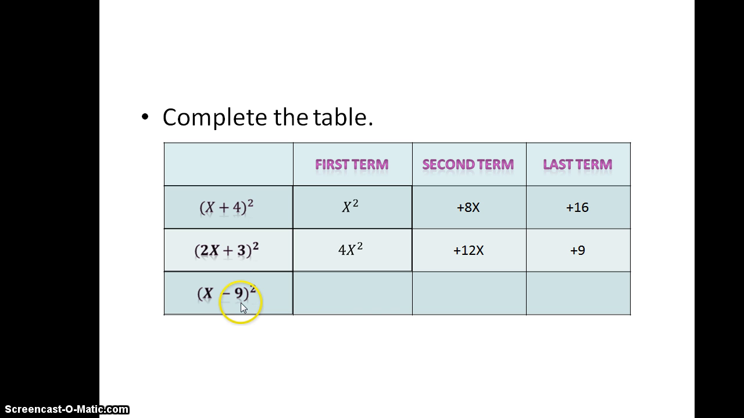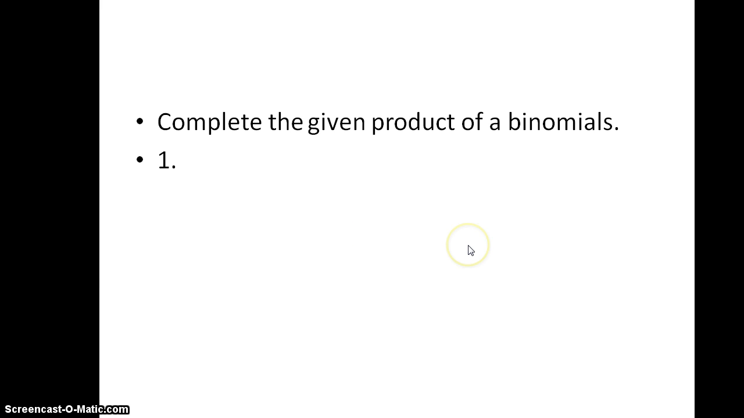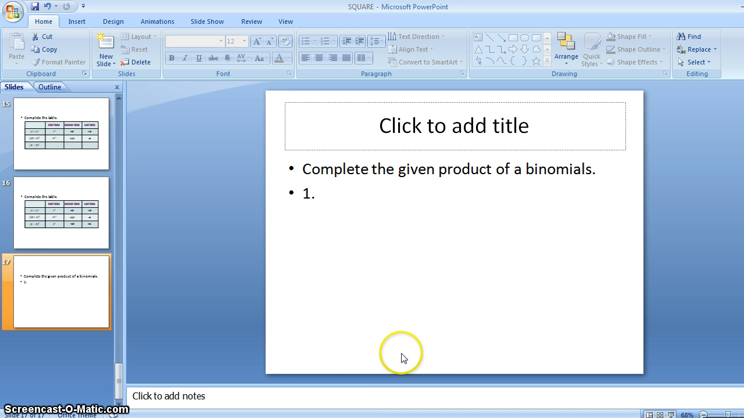So what about the last? (x minus 9) squared. First term, we have x squared. The second term is negative 18x. And the last term is positive 81.